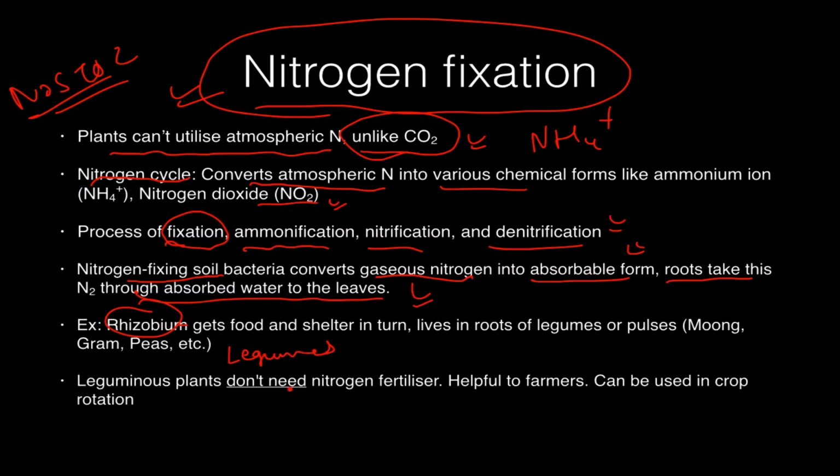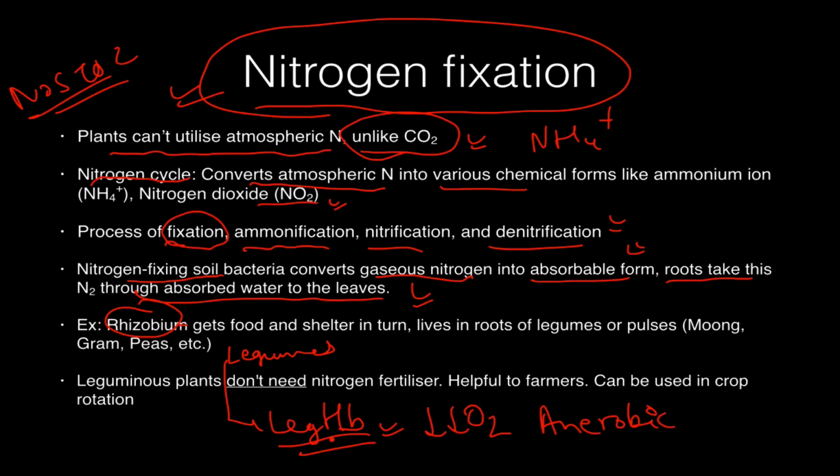In legumes, it produces a structure called leg hemoglobin, because it needs to carry oxygen away from the bacteria. There is a lack of oxygen, and only then can the bacteria work, because it is an anaerobic reaction. Please remember this term. Leg hemoglobin is present in the roots. Even if you cut them, it is red in color.